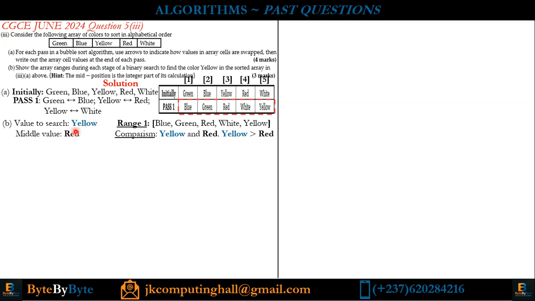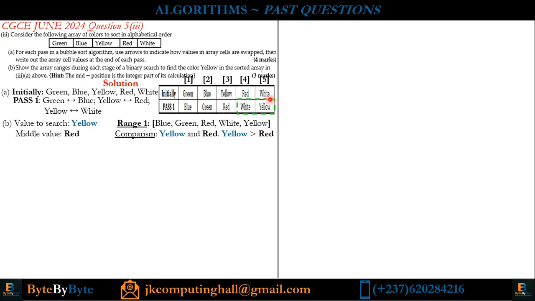And when the comparison with the middle element gives no match, you now see whether the value you are searching is above the middle or below the middle. And when you compare letter Y and letter R, you see that Y is above R. That's why you have this conclusion that yellow is greater than R. And if the value you are searching for is greater than the middle value, it means that our searching range takes from the value after the middle till the upper bound.